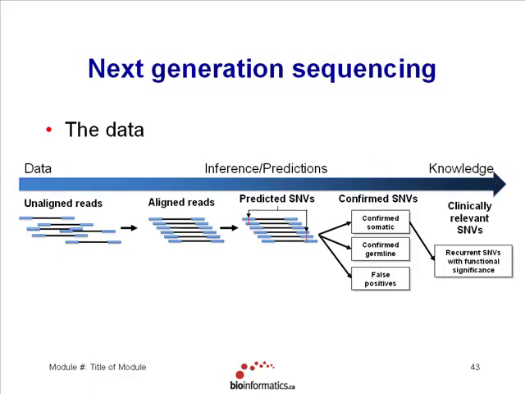And then we sequence. How big are the inserts? Usually about 200 nucleotides, so we size select for about 250 to 300.